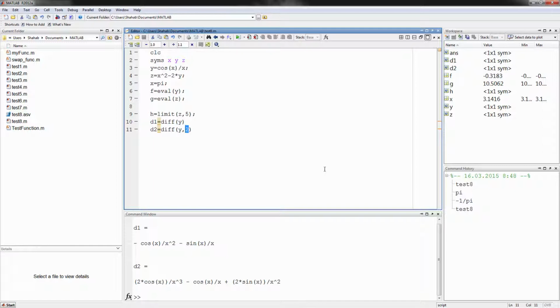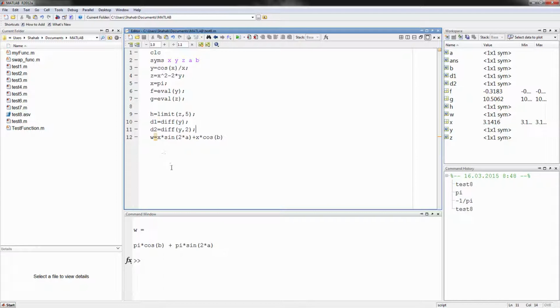Now assume I have, let's say, also a and b, and I have w to be x multiplied by sine of 2a plus x multiplied by cosine of b. So I have w like that, and if I run it, this is what I have as my w. Let's comment this line. So x is a symbol.